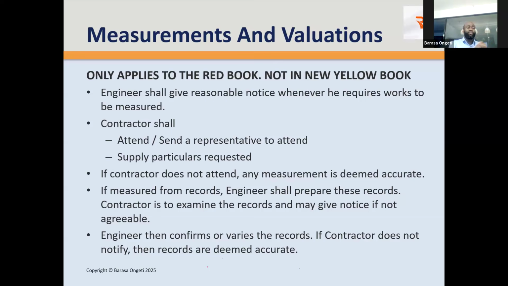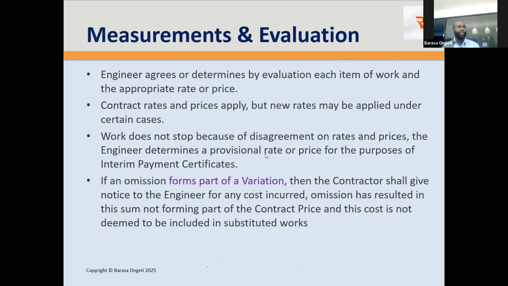The contract just says the contractor should examine the records and give notice if they don't agree. But usually in practice, still the contractor prepares the records and presents them to the engineer. That's what I've seen, at least in the span of my career. The engineer then confirms or varies the record, and if the contractor does not notify that they disagree, the records are deemed accurate. So that's the wording of the contract, and that's how measurements and valuation should be done. But in practice, we've seen all kinds of things happen, but that's how it's stated it should be done.